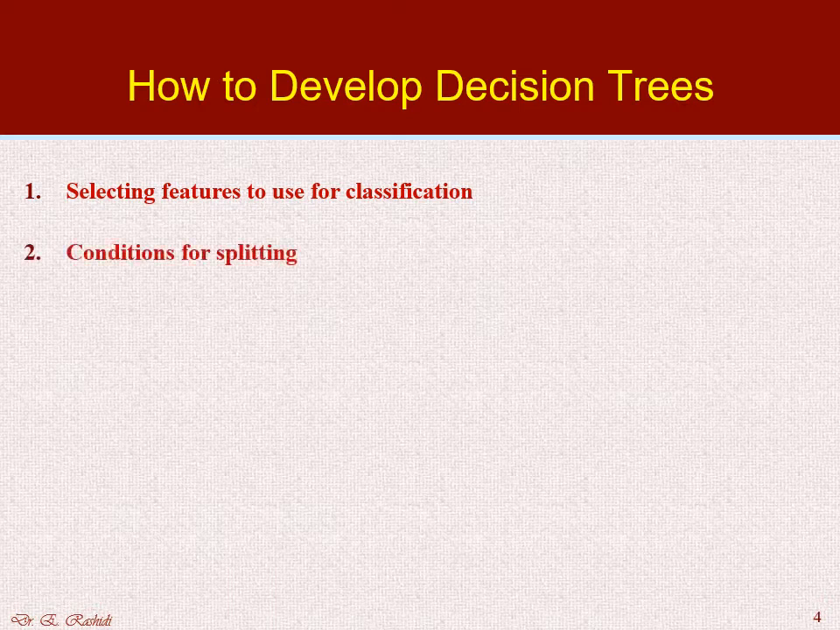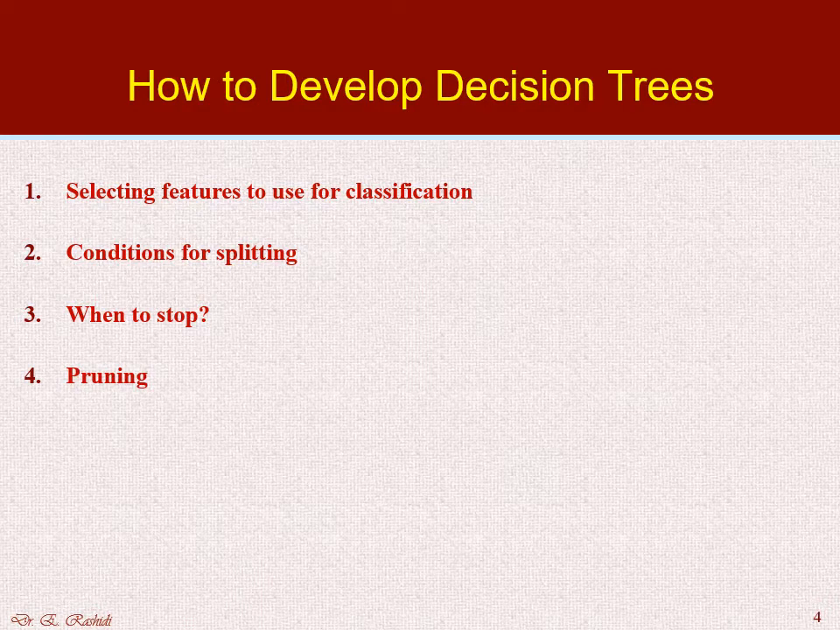Next is the conditions for splitting. After you picked your features for splitting or branching out, what should you set the conditions? For example, the feature should be greater than what value or less than what value. Next is, when should you stop? How far should you branch out? Or in our previous game example, how many questions should you ask?